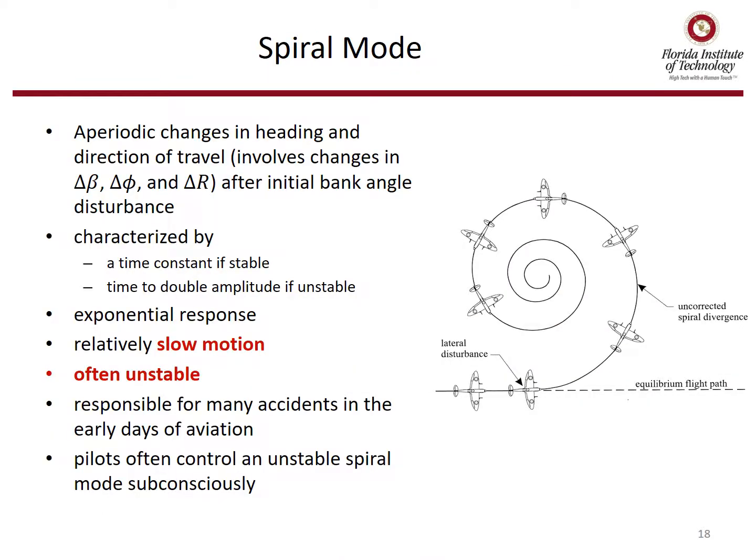The spiral mode involves aperiodic changes in heading and direction of travel after an initial bank angle disturbance. If the aircraft is stable, it's characterized by the time constant. If the spiral mode is unstable, it's characterized by the time to double amplitude. Either way, the response is going to be exponential with no oscillations. It's going to be relatively slow, but it can be unstable. And it's the cause of many accidents in the early days of aviation. Pilots often control this type of unstable spiral mode subconsciously.